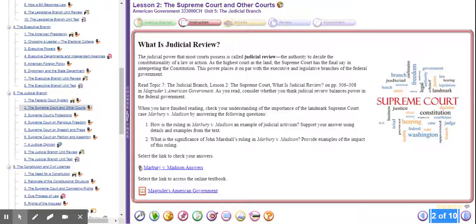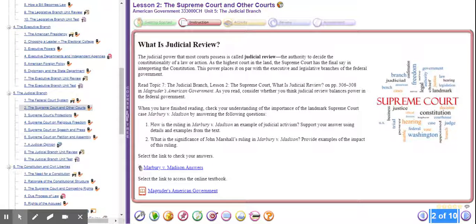Then you can read pages 306 to 308. Guys, be sure that you're reading those sections in the textbook whenever you're going through these lessons. You're not just skimming through it, because that is really, really important. As you read that, think about whether you think judicial review balances power in the federal government.